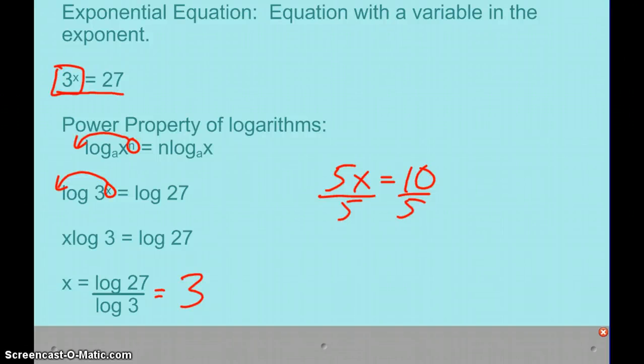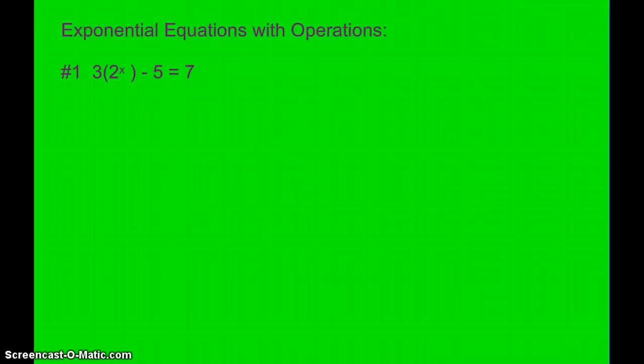Let's look at another example. In this example, you notice there's operations included with the exponent. And so in this case, we need to be able to get that exponential portion of the problem by itself. We have 3 times 2 to the x minus 5 equals 7. We're going to solve for that 2 to the x before we do any logarithms.